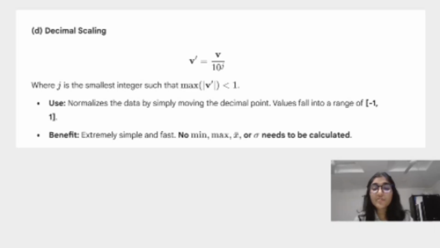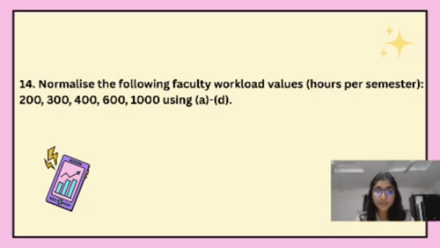It is calculated by V' = V / 10^j, where j is the smallest integer such that max of |V'| is less than 1. So it normalizes the data by simply moving the decimal point. Values fall into a range of -1 to 1. Its benefits include being extremely simple and fast. No min and max or sigma needs to be calculated.